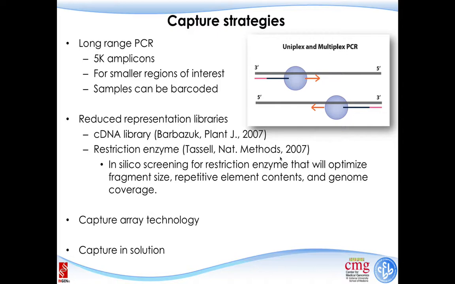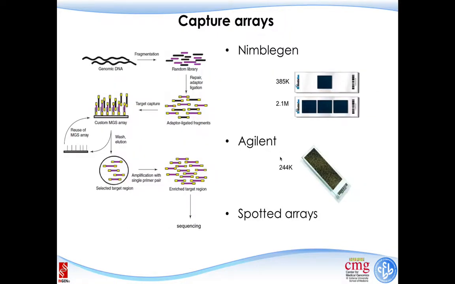But what most people are using is the capture array technology or capture in solution. So this is the capture array technology. If you look at it, this is the genomic DNA. The first thing you do is DNA fragmentation, breaking it into smaller pieces. Now you see some of the fragments are purple, others are black, and purple are the regions you are interested in. The issue is, what's the best way to get rid of the black fragments?